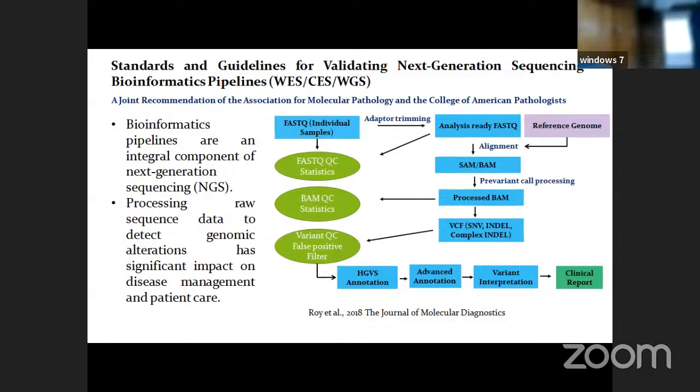You have FASTQ files, as you are aware, the raw files, analysis-ready FASTQ. Then you align them. I was about to tell you about file formats. So these are the file formats. FASTQ files. Then you align with the reference genome. Here you can see the reference genome. For example, if you are working on human data, then the human reference genome is there, right? Then alignment. Then you will get, it is not called an alignment file, it is a Sequence Alignment Map file. It is not called alignment, rather it is called mapping.